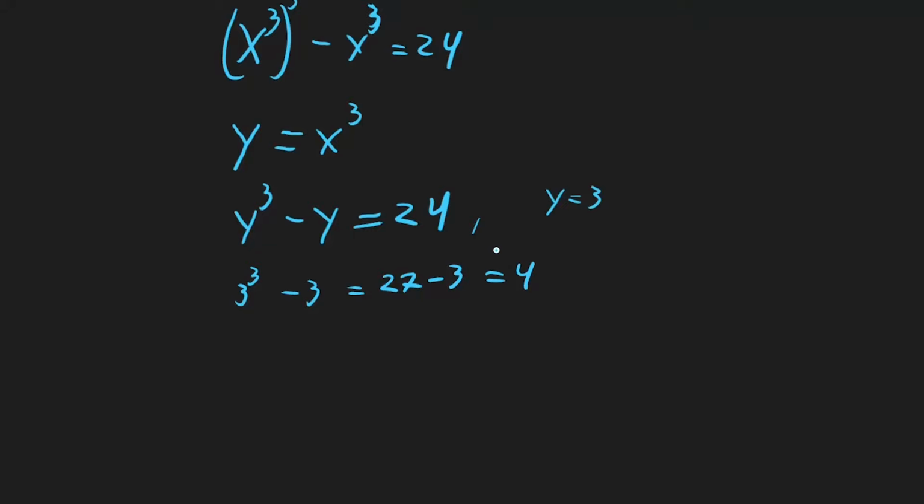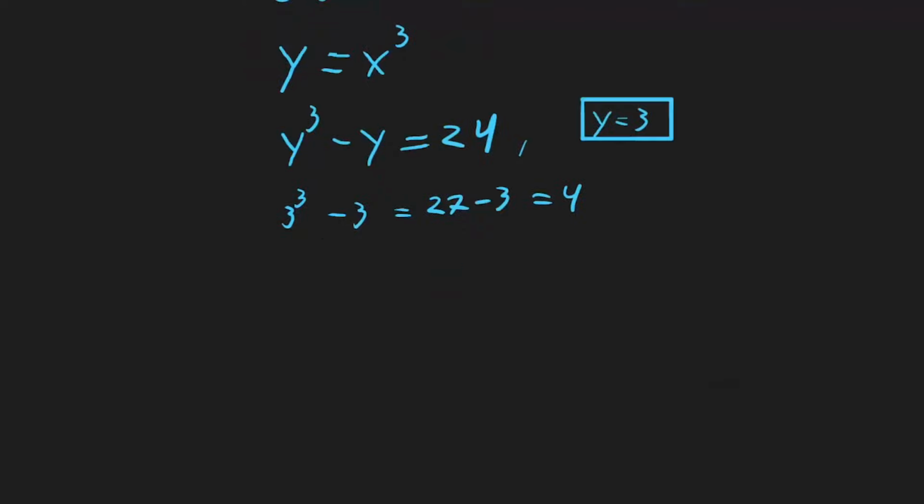And we will just highlight this and remember this is a solution. Now we will use this solution in a bit. First of all, we will try to collect everything on the left side so we have something equals to 0. So we have an equation we can work with. Now, y to the third minus y minus 24 equals 0, and this is because we have subtracted 24 on both sides. And now we can use y equals 3, and we can use this to factorize this polynomial.